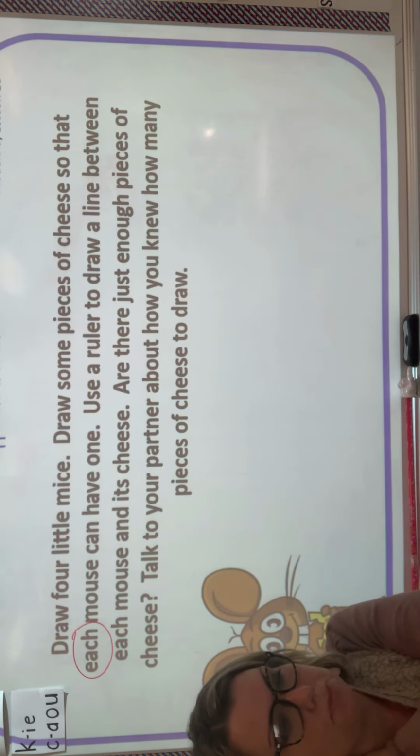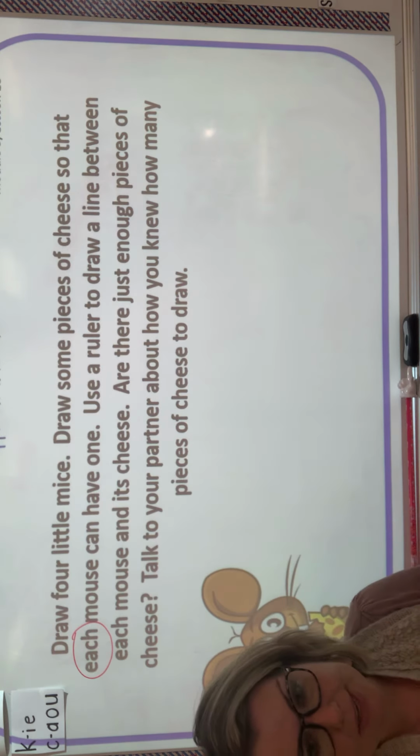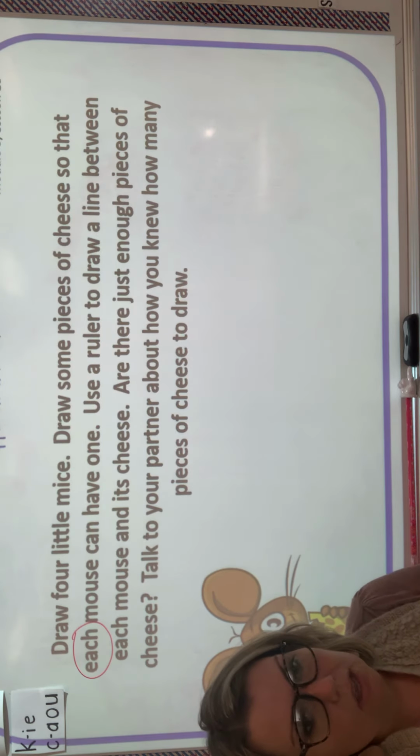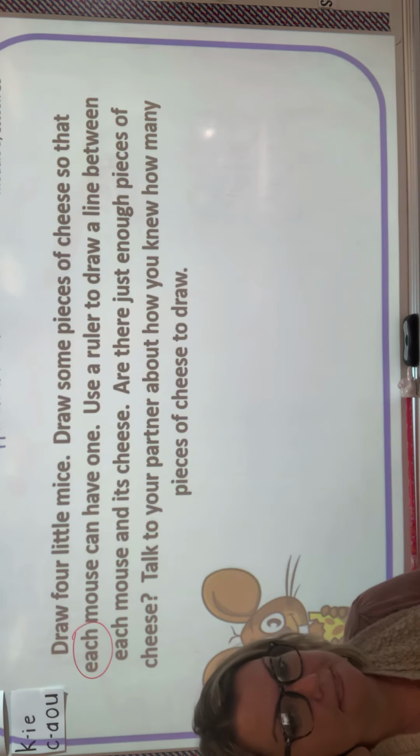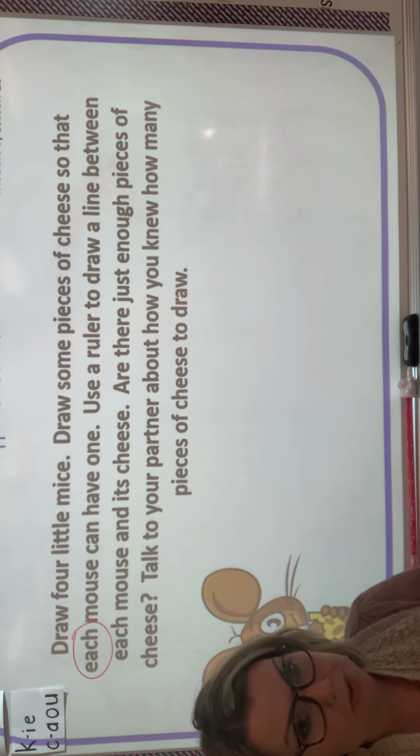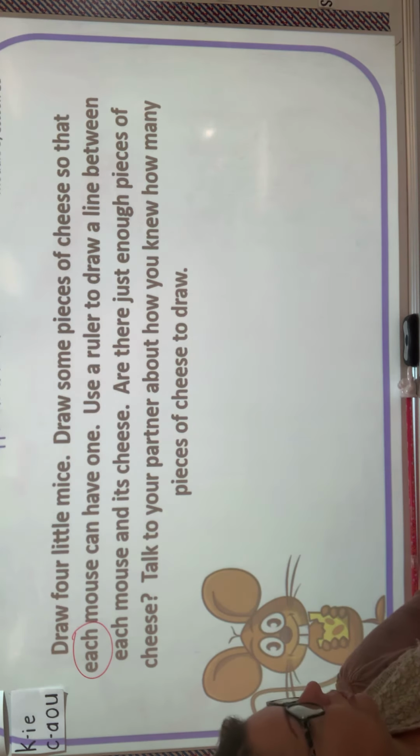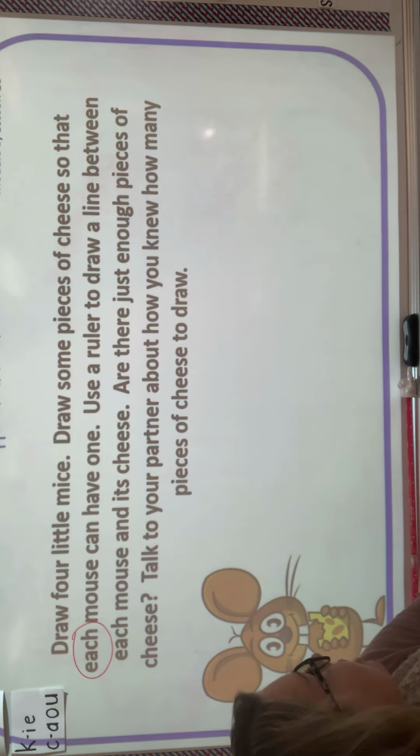Ryan, what does each mean? Miss Kate, what page is it? 83. Everyone. 83. Yeah. Everyone. Each person. There's enough for everyone. Great job, Ryan. Use a ruler, you don't have to do this, and draw a line between each mouse and its cheese. So you don't have to use a ruler, you can just draw a line.